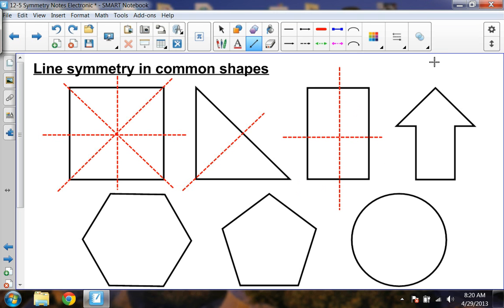In this case, this upward arrow, just like the triangle, only has one. It just divides right down the middle. I can't get one here and say it has reflectional symmetry, or across this way as well.